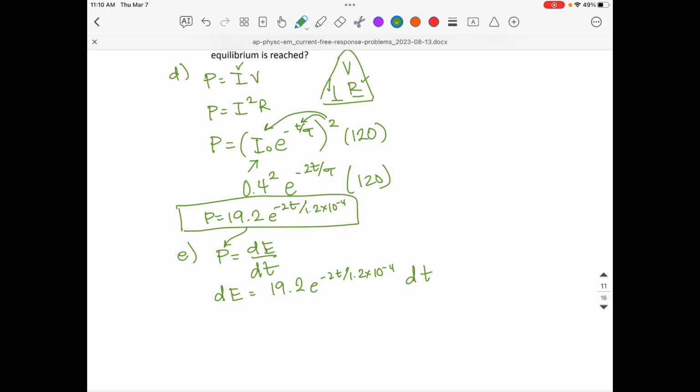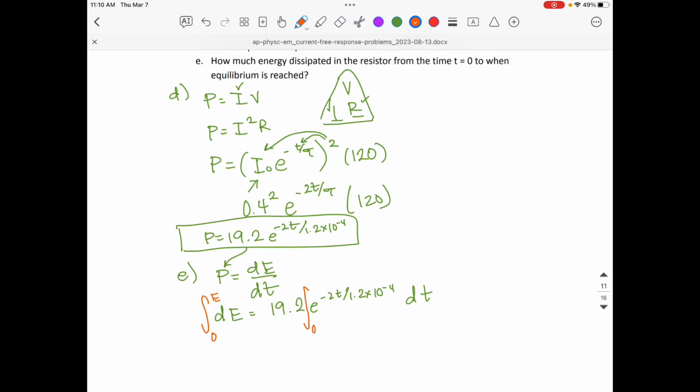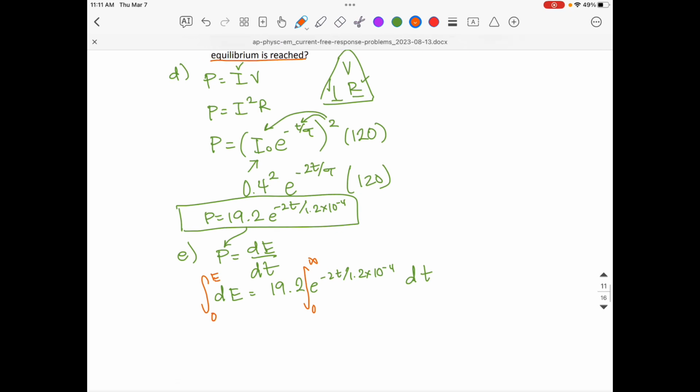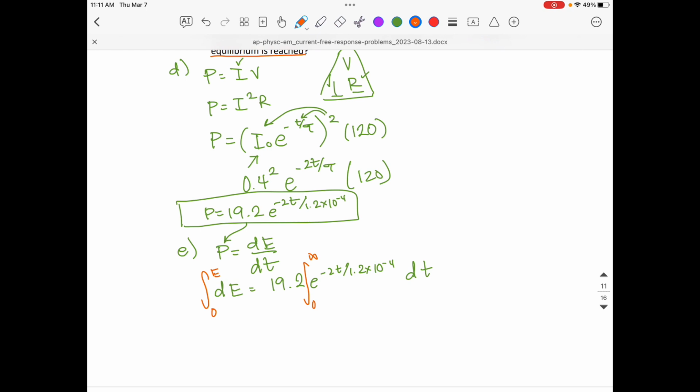Now from there, we can integrate. I'm integrating from 0 to some arbitrary energy value, and from 0 to, in this scenario, it's saying when equilibrium is reached. We don't know what time it takes for equilibrium to be reached, but if we say infinity, then at some point the circuit is going to reach equilibrium and then stay at that same point till infinity. So that's going to be our limits.